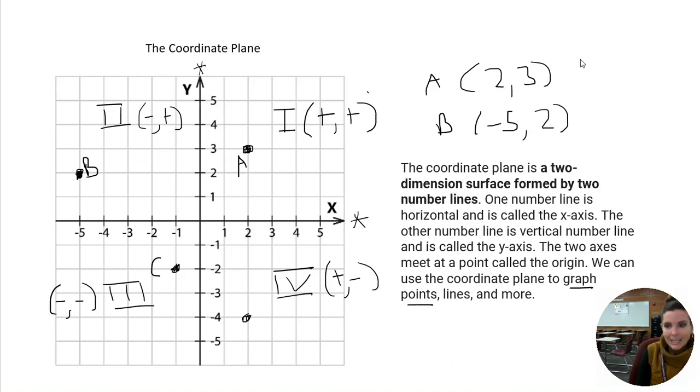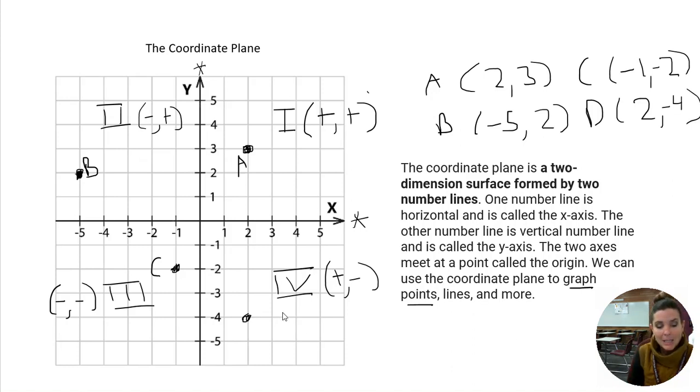Okay, if we list the location of point C from the origin, we're moving to the left 1, and then moving down 2. And then for point D, the location is to the right 2, and then down 4. So that's how we locate and label points on the coordinate plane.